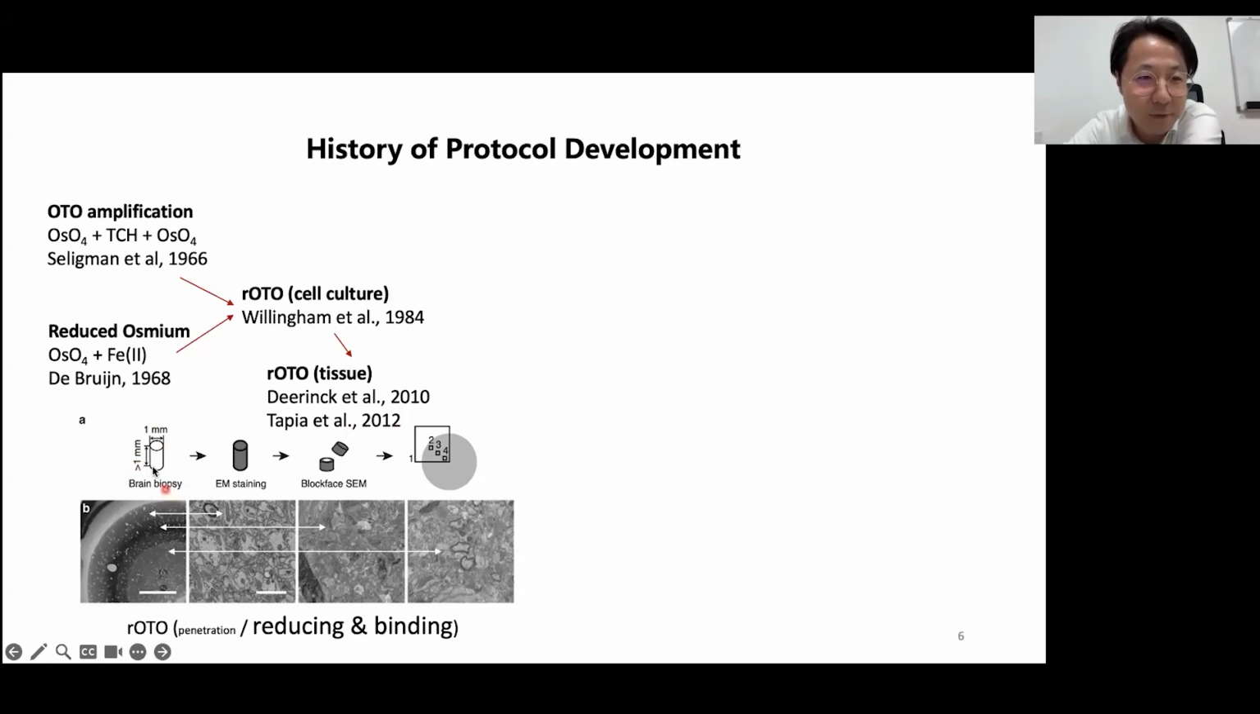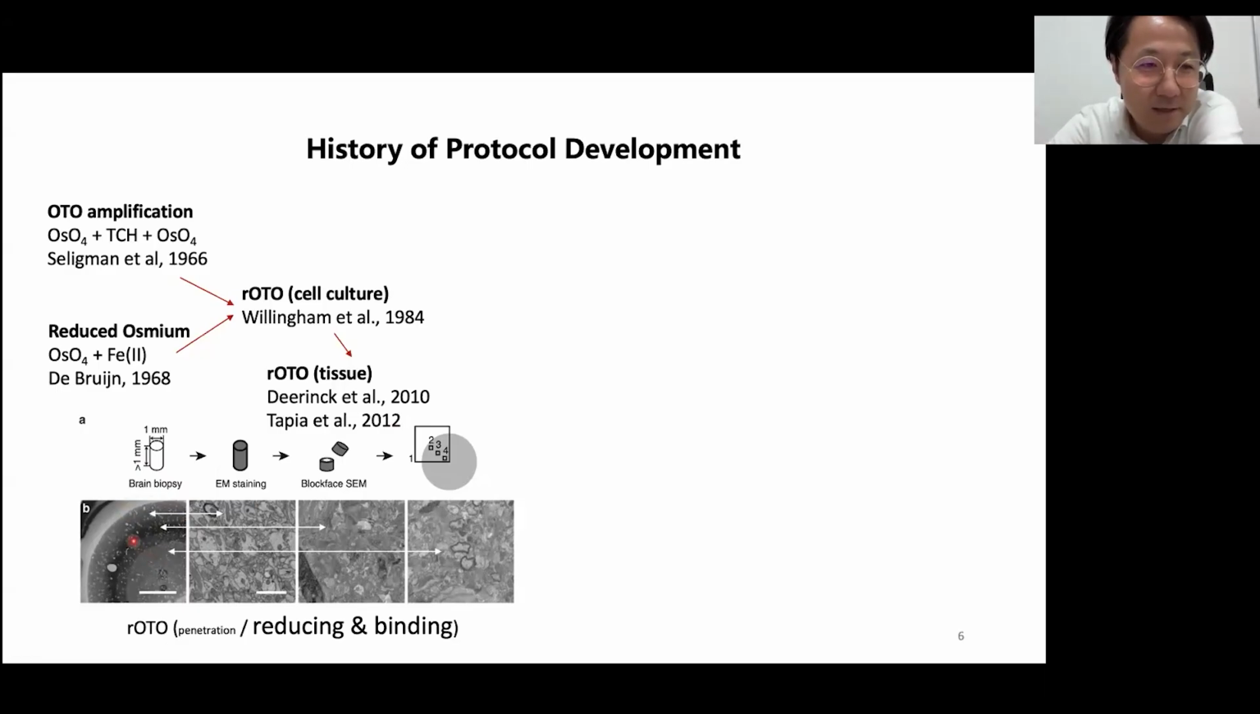And the first trial we did is we took a 1 millimeter brain biopsy punch, stained the sample with the LOTO protocol, and then cut it in half and imaged the block face to check if there's anything we can improve, or to check the staining quality. And immediately we realized that, okay, this is not easy.